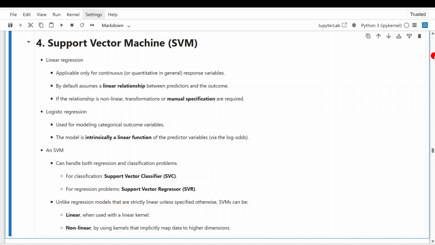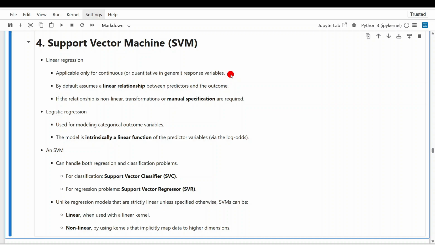Hello everyone, this video is about support vector machine, which is the most powerful supervised learning algorithm that is applicable for both regression and classification problems. So in the previous videos we have seen that linear regression is applicable only for continuous or quantitative response variables in general, and there is also a linear relationship assumption between the covariates and the continuous outcome variable.